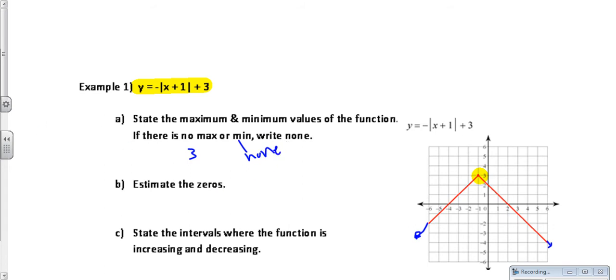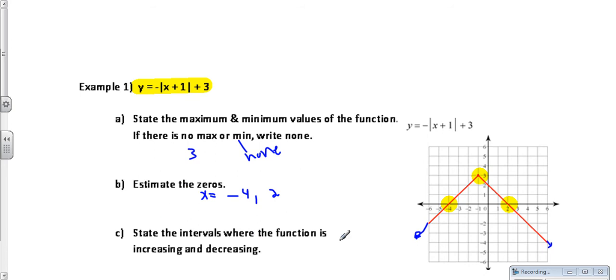Estimate the zeros. Well, zeros are x-intercepts. So where does our graph cross the x-axis? And that would be right there and right there. So what are the x values at those coordinates? Well, that would be -4 and 2. So the zeros occur when x is at -4 and at 2.